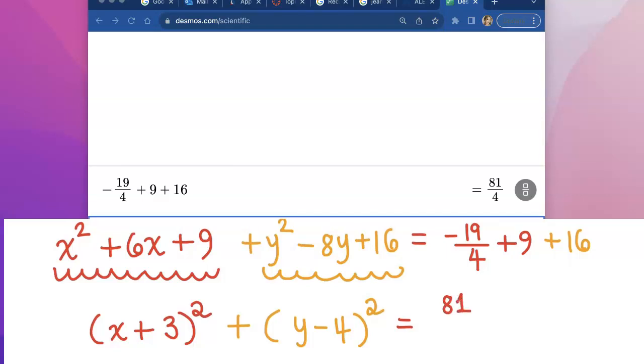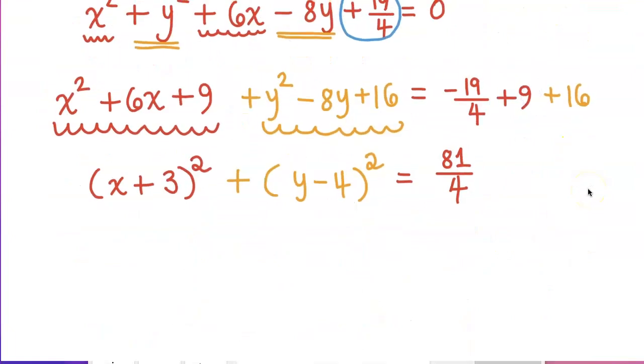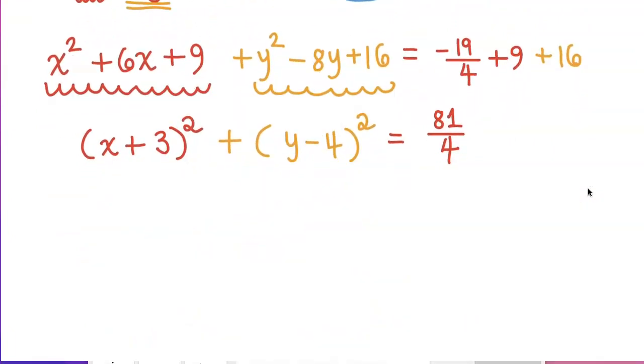So when I add those 3 numbers, see, I type all this in and I converted it into a fraction. I got 81 over 4. So all good. This is looking good. So we are ready to tell the center and the radius.